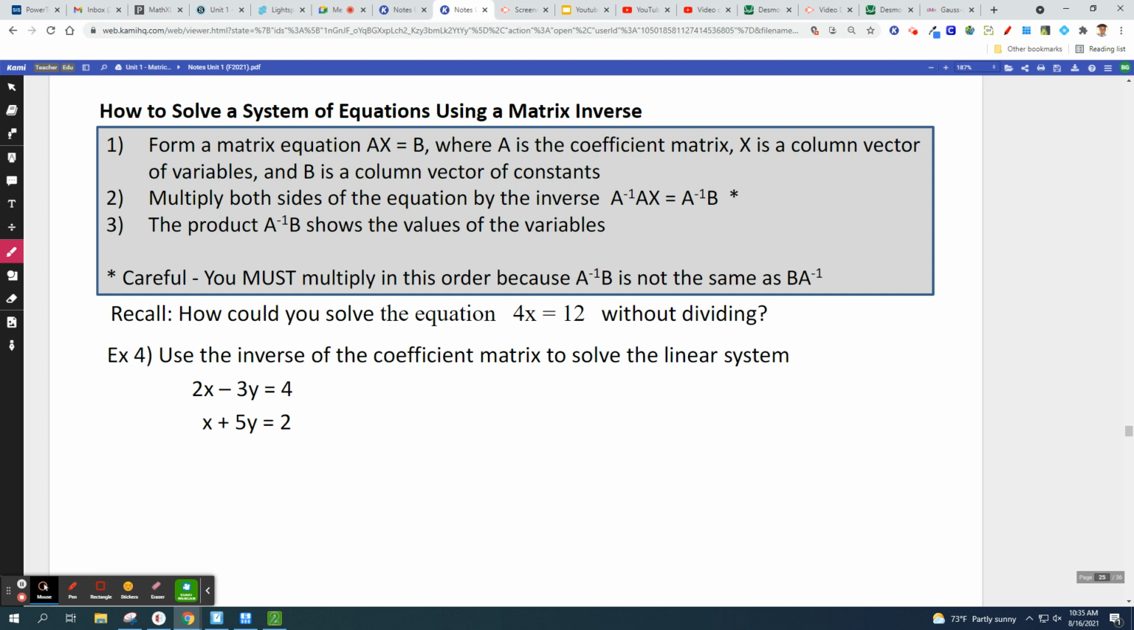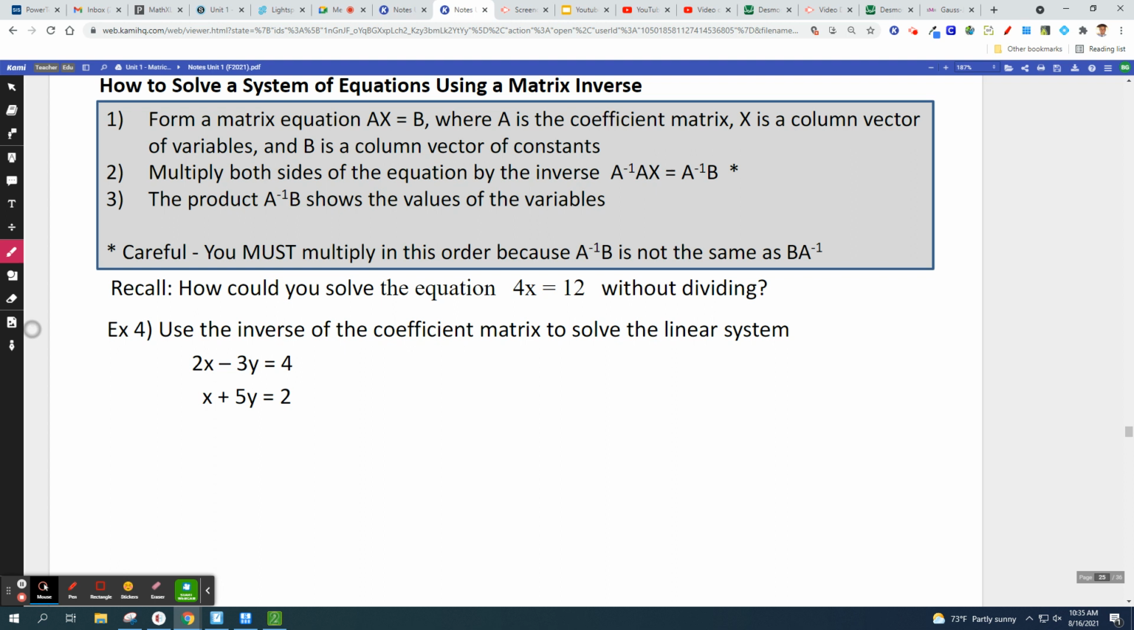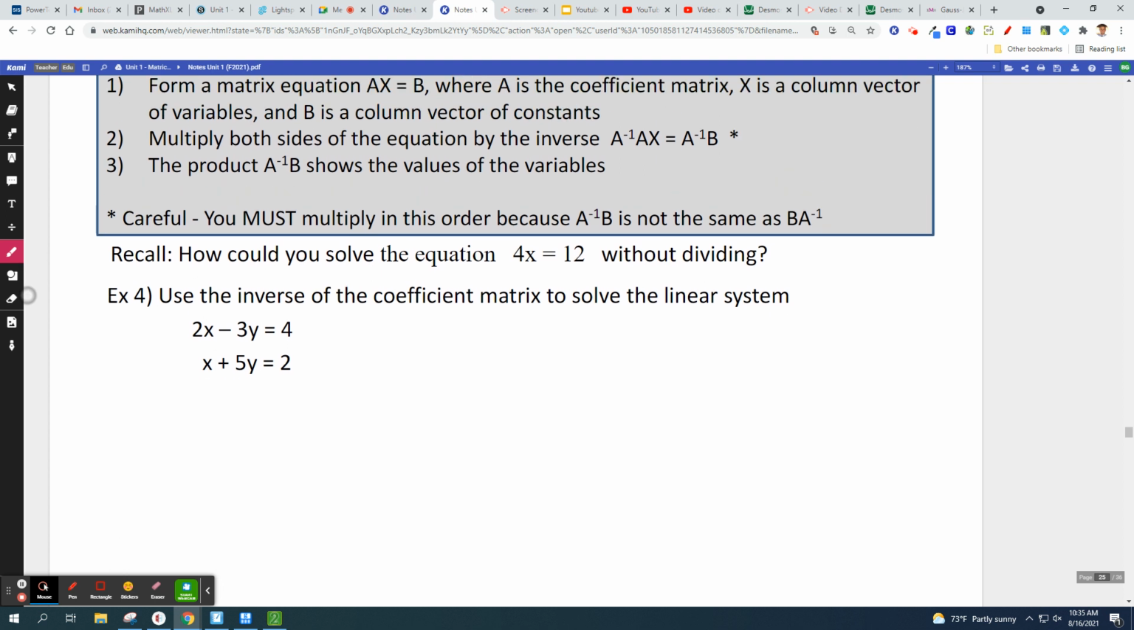So this says, how to solve a system of equations using the matrix inverse. Form a matrix equation AX equals B, where A is the coefficient matrix, or just the numbers, X is a column vector of variables, and B is a column vector of constants. What I mean is this.